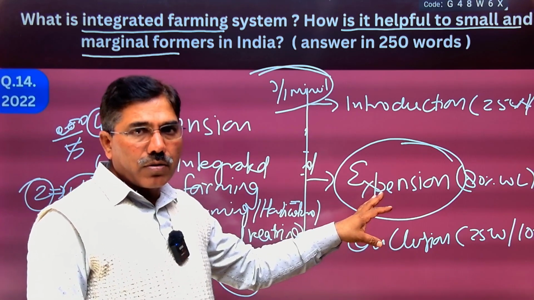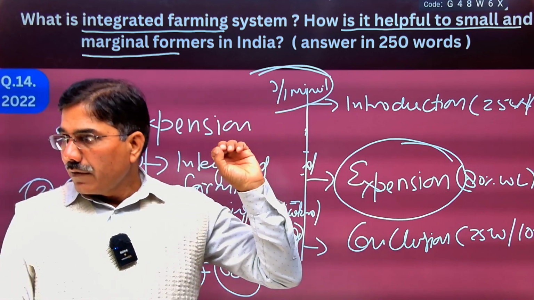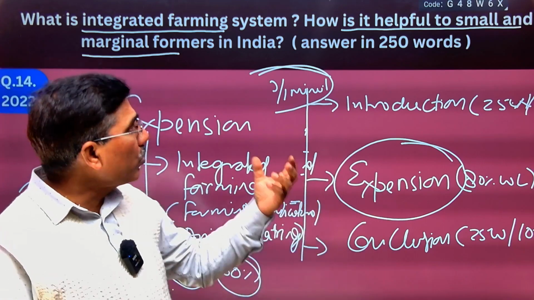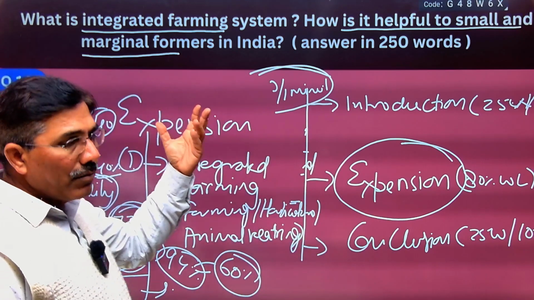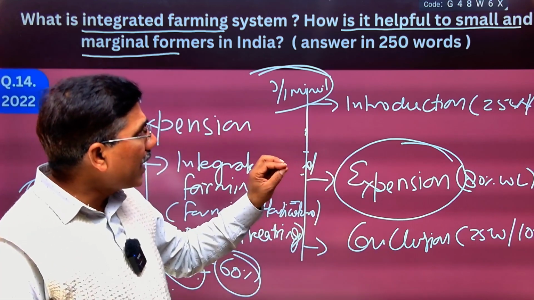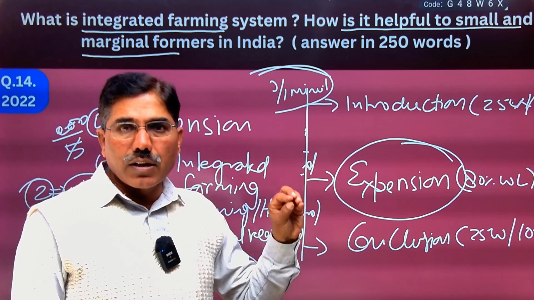What will be your conclusion? Based on the previous experience of our economy, farmers are facing different kinds of problems, they are committing suicide, but through integrated farming, we can meet all the desired targets in our economy. That kind of answer will definitely provide you good marks in your paper.